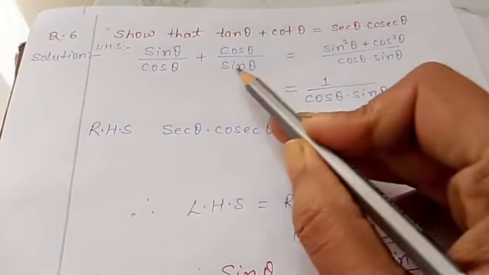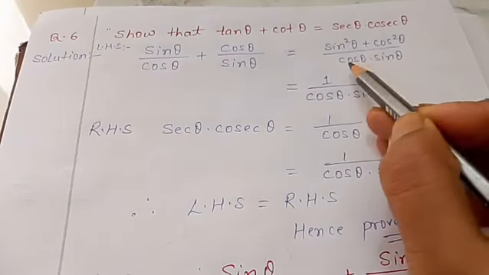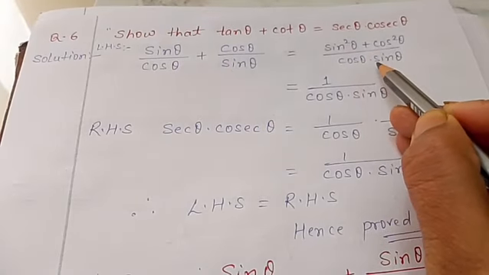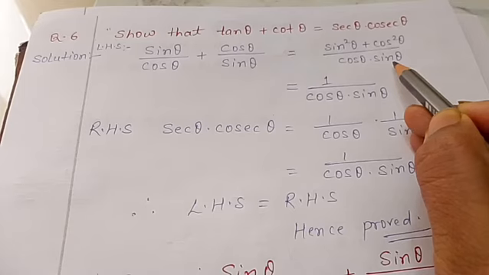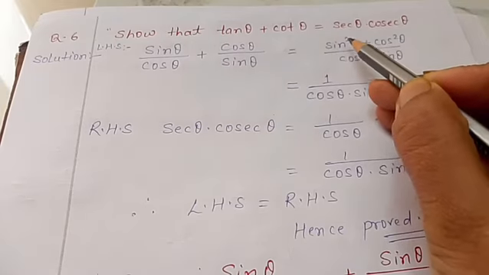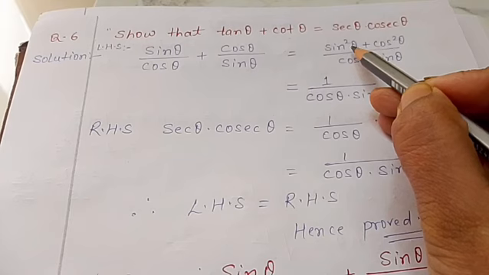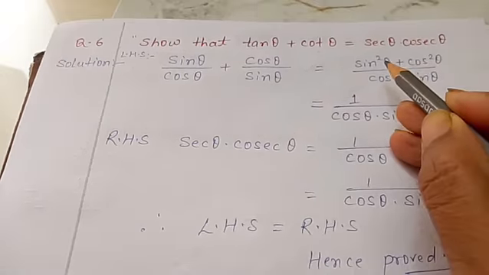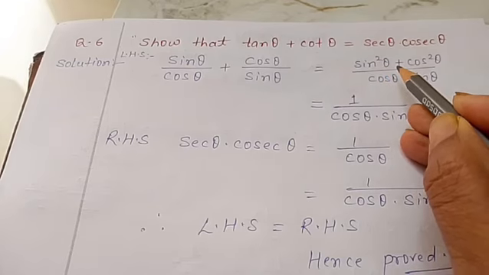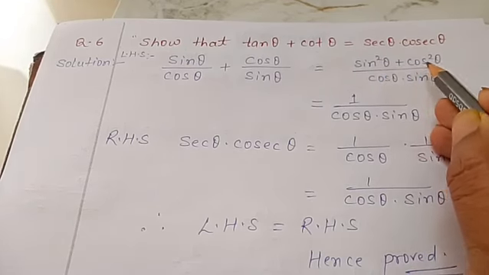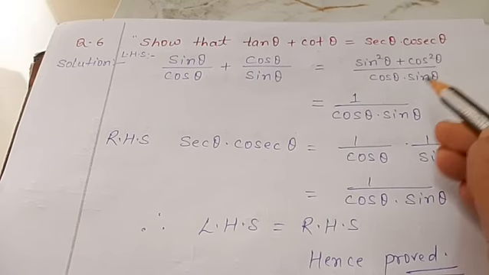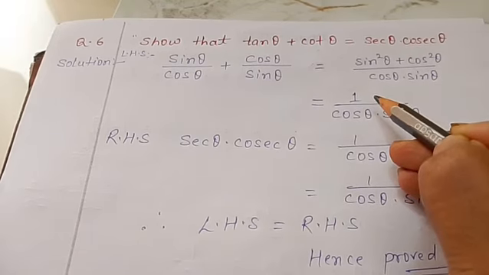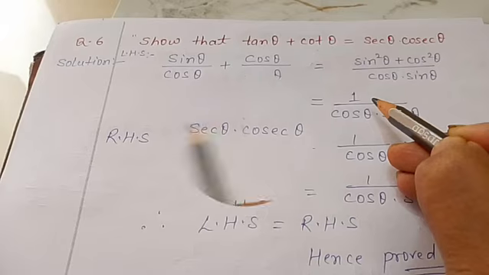Find a common denominator which is cos theta into sin theta, and the numerator becomes sin square theta plus cos square theta. Use the trigonometric identity sin square theta plus cos square theta is equal to 1 to simplify the numerator.